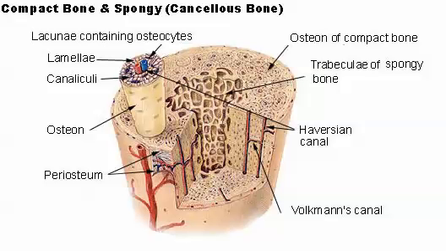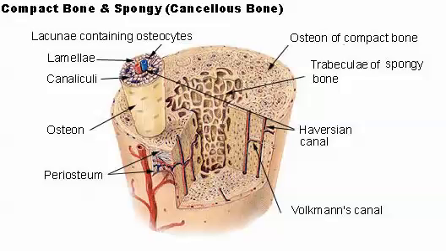Let's talk about the types of bone tissue. Two types of general structural organizations characterize bone: compact bone and spongy bone. Compact bone represents the external layer of all bone and makes up the majority of the diaphyses, or the shaft, of the long bones. Compact bone is the stronger of the two types of bone.